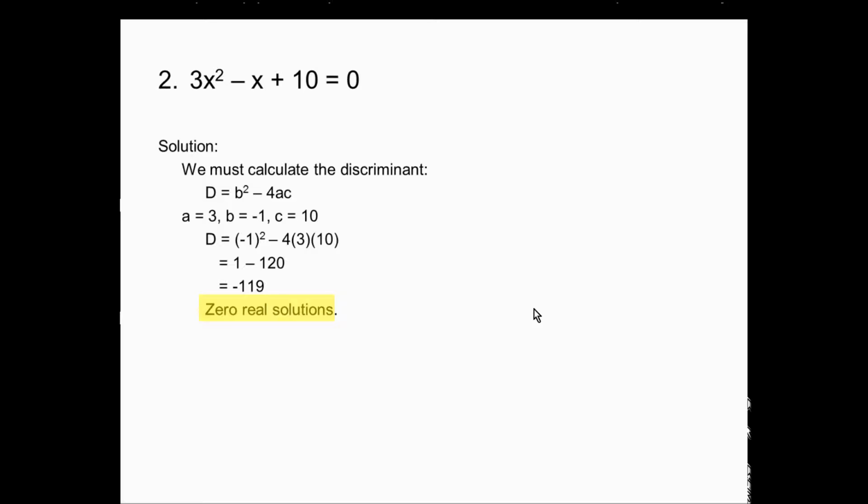Okay, the discriminant is negative. A negative discriminant means you have 0 real solutions. Remember, you're supposed to tell me how many real solutions we have. So we have 0 real solutions for a negative discriminant.